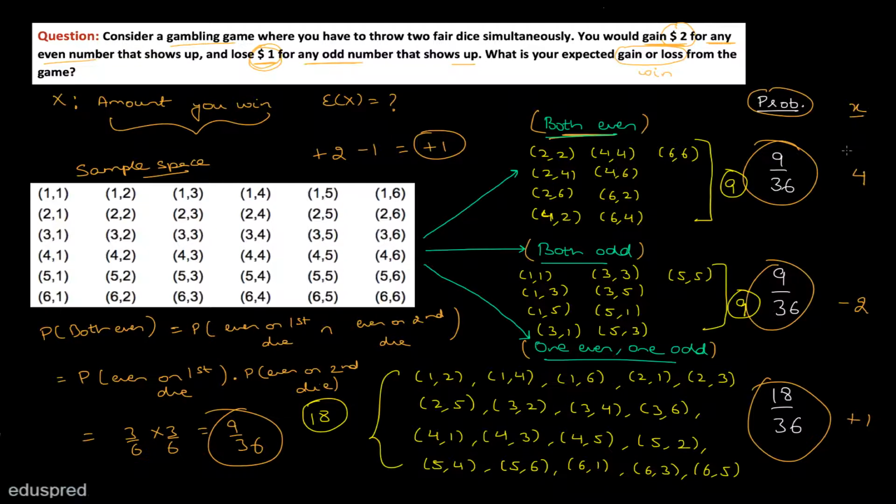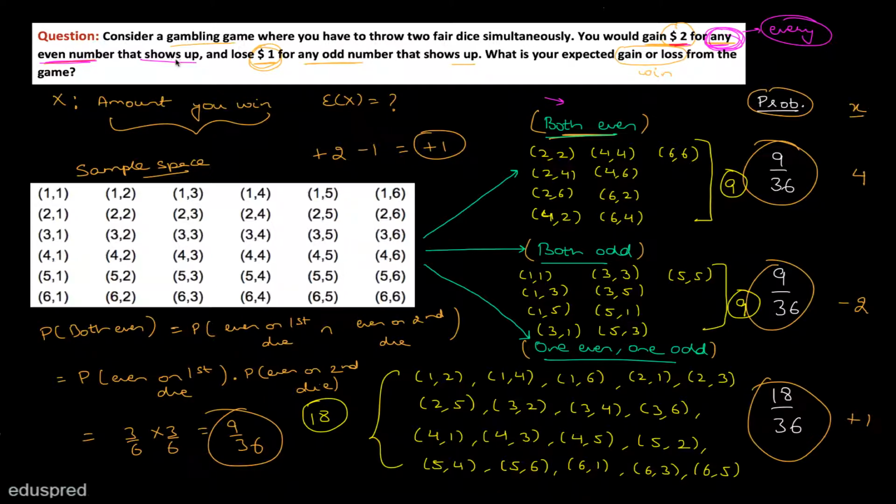Well, these are not the right values of x, because if you take a look at the language of the question, it is written you would gain $2 for any even number that shows up. It's not written that you would gain $2 for every even number. They have not written every over here. If they wrote every, that would mean if you get both even numbers, then for every even number you are getting $2, so in total you are getting $4.